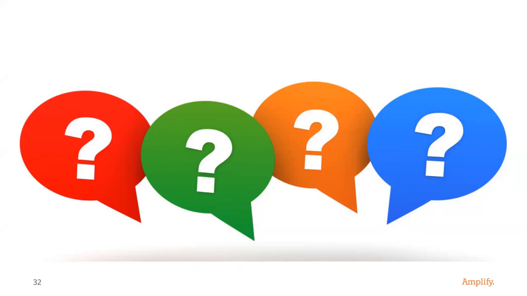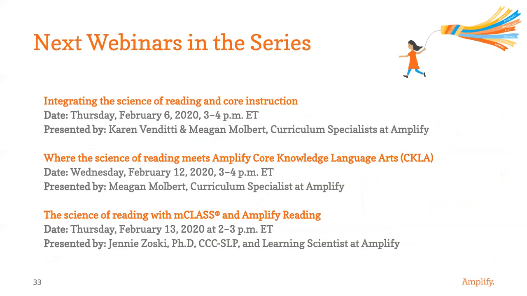Let's see, do you have an example of a progress monitoring assessment that aligns to the science of reading? Yes, we do. And we'll actually be having a webinar to discuss that assessment on February 13th with my colleague, Jenny Zosky. We have an assessment called mCLASS. It is a version of DIBELS, the 8th edition. It's a highly validated, really effective progress monitoring tool with decades and decades of research behind it. So I recommend that webinar if you're able to attend.